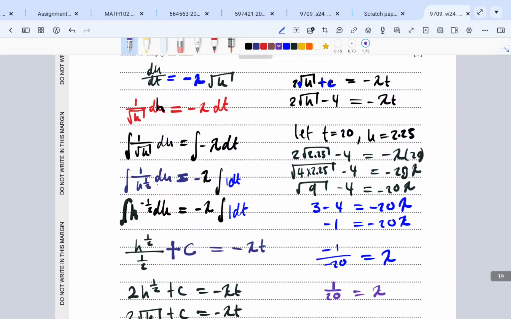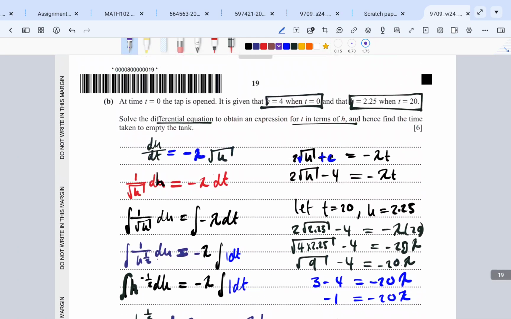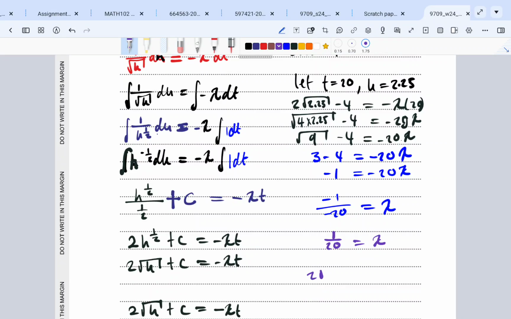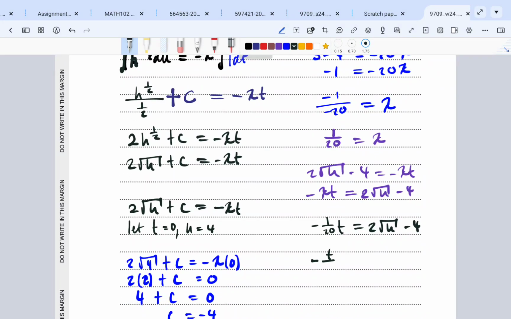Then that means I could have written it as negative lambda t is equal to 2 root h minus 4. So I can first say 2 root h minus 4 is equal to negative lambda t. And I can rewrite saying negative lambda t is equal to 2 root h minus 4. Now what am I going to do? I found lambda as 1 over 20. So negative 1 over 20 t is equal to 2 root h minus 4. So I can just say negative t over 20 is equal to 2 root h minus 4. And I can have this as my solution and I would be done.